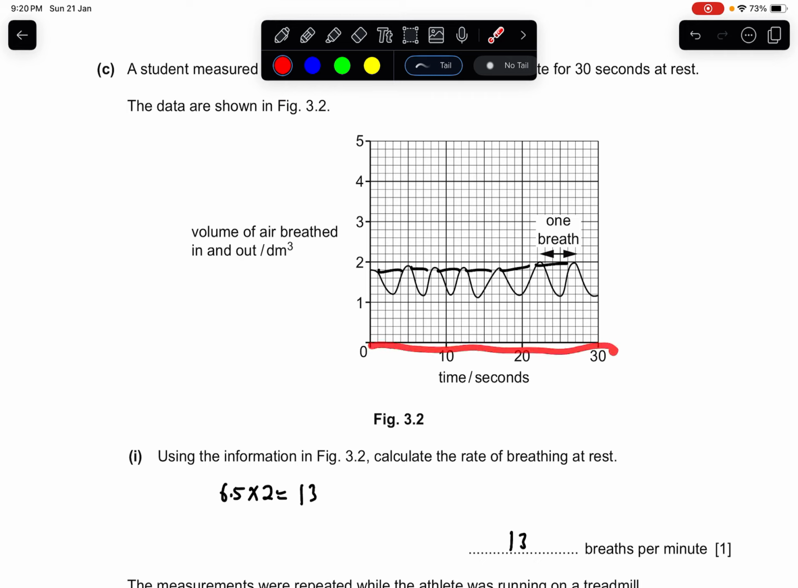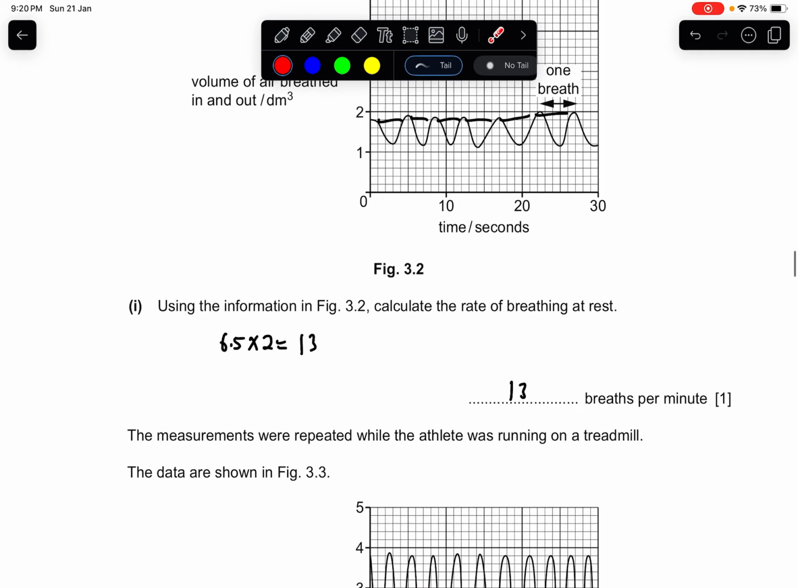So for this 30 seconds, you count 1, 2, 3, 4, 5, 6, and about 6.5. Since this 30 seconds is 6.5, for 60 seconds it should be times by 2. So the answer is 13 breaths per minute.